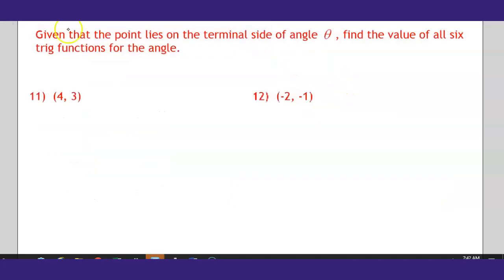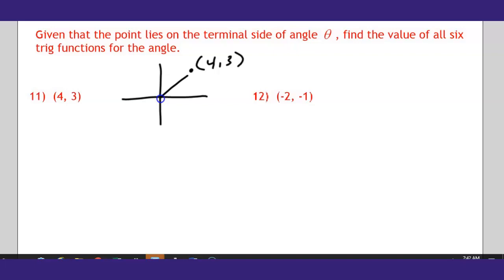So right here it says, given that the point lies on the terminal side of angle theta, find the value of all 6 trig functions. So with this example right here, here's what you got to do. Think about this, all right? If I had a unit circle, the point 4, 3, positive 4 up 3, would be over 4 up 3, right?